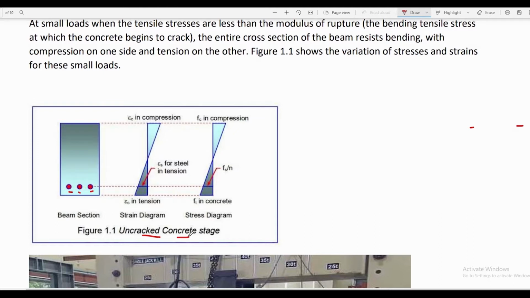That is the stage where tensile stresses are less than the modulus of rupture, and the entire cross-section of the beam will resist bending, in compression on one side and in tension on the other side. So if this is the neutral axis of the beam, all portions of the reinforced concrete above the neutral axis will resist the compression, and on the bottom it will resist the tension. So here is the distribution of stresses in our reinforced concrete at the first stage.